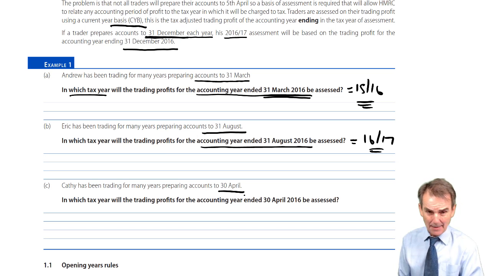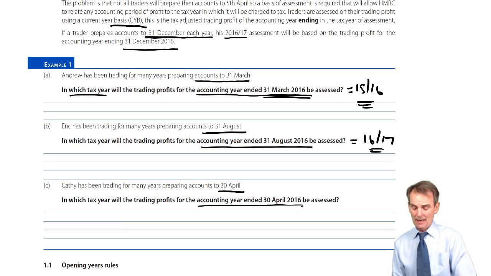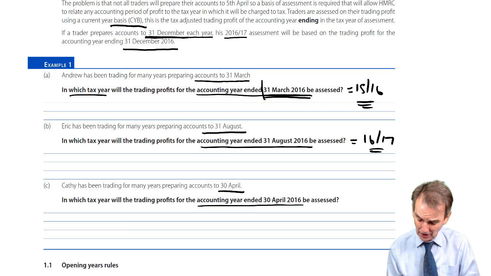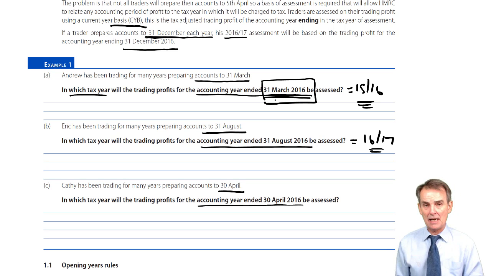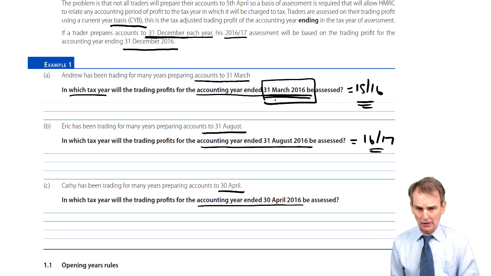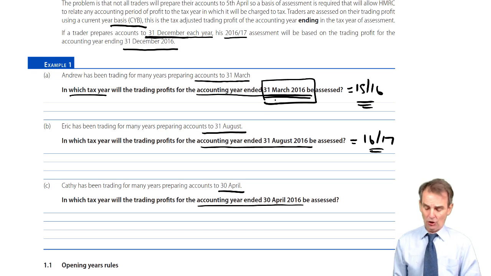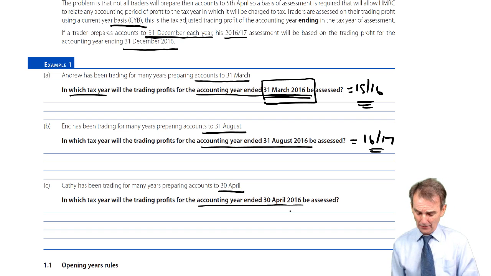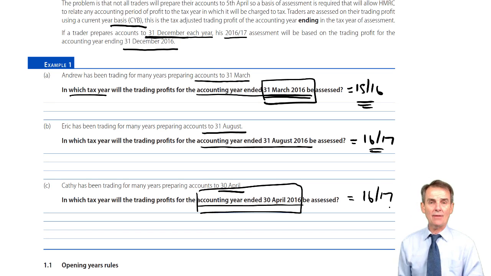Finally, 30th of April, our chosen accounting date, and the accounting year end 30th of April 16. Now note there, we started with year ended March 16, that ended just in the 15-16 tax year. Whereas you go one more month to the year ended 30th of April 16, that of course ends in 16-17.